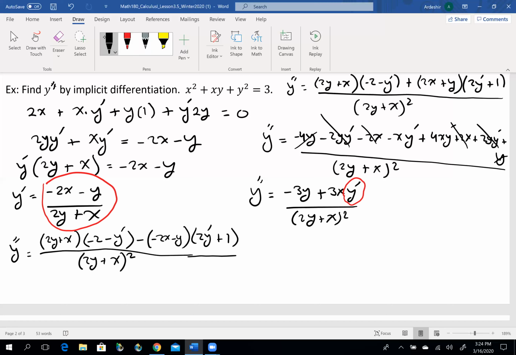So let's do it. So it's going to be equal to negative 3y plus 3x, and then again instead of y prime I'm going to say (negative 2x minus y) over (2y plus x), and then over (2y plus x) squared. Okay guys, now I want you to pay attention that I can simplify this.